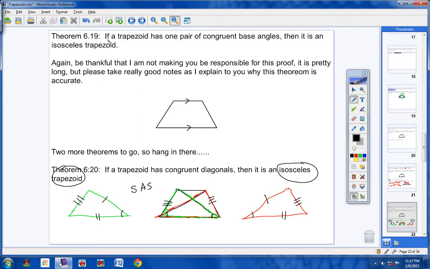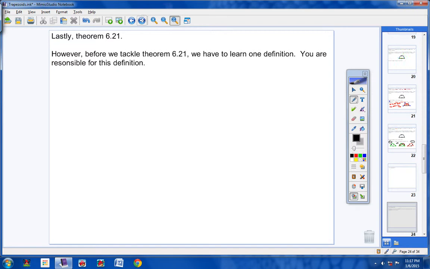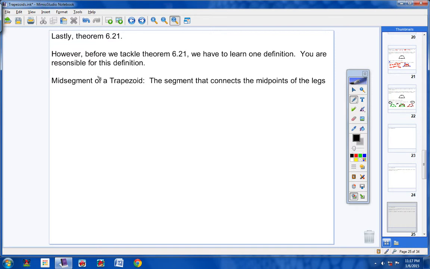Alright, now for those one or two students who are still awake, let's continue on. Lastly, Theorem 6.21. However, before we tackle Theorem 6.21, we have to learn one definition, and you are responsible for this definition, so please write it down. You need to know this, okay?